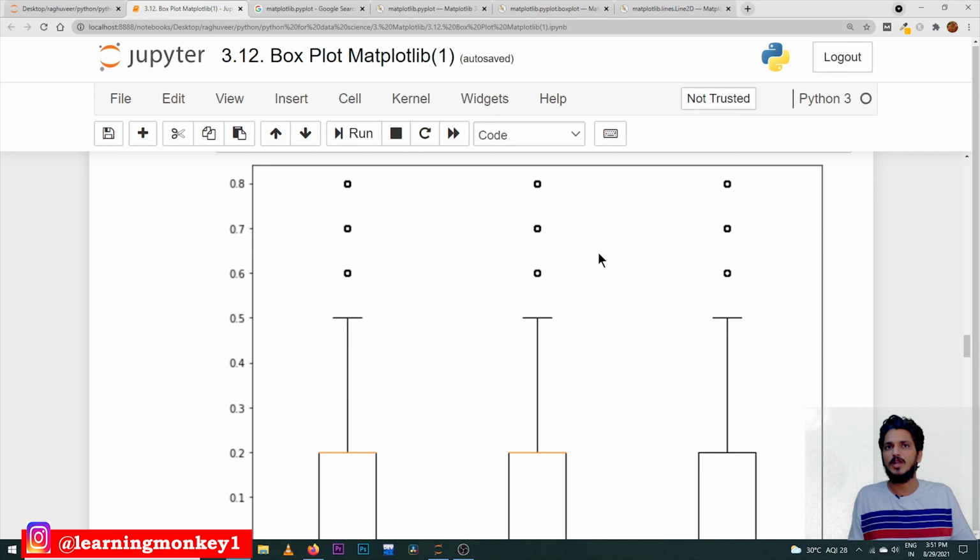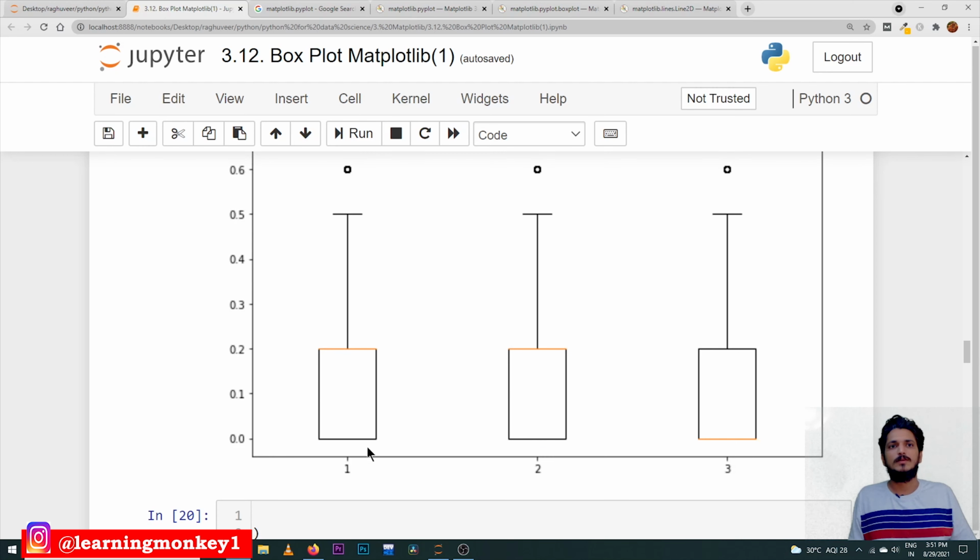So these are the outlier points. In our example, most of the data points are 0.0. The least value and the first quartile are the same, and the median value and the third quartile are the same. Here in this set the first quartile and the median value are the same. So this is how our box plots look like.